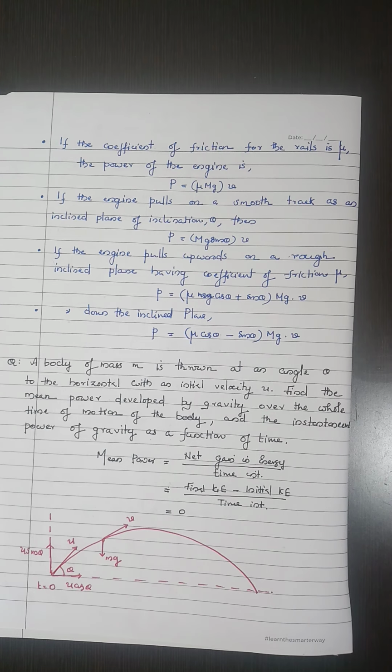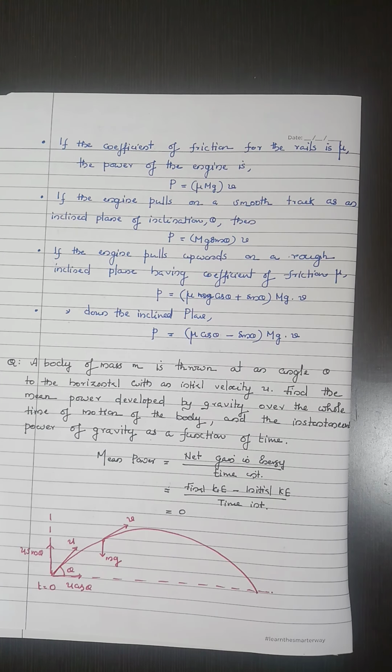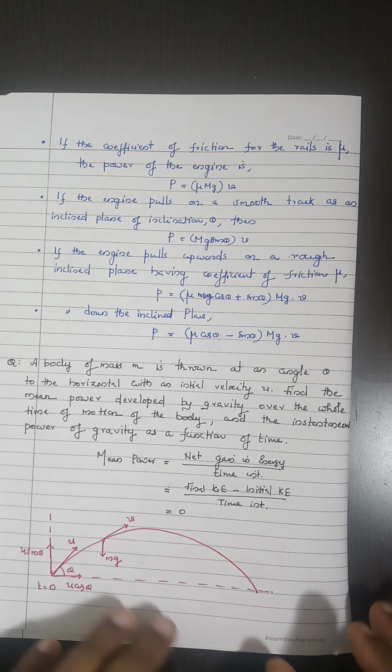Read the question carefully. Here the mean power, we can say, is the net gain in kinetic energy by the time interval: final kinetic energy minus initial kinetic energy by the time interval. You know, if it is projected with a velocity u, the initial and the final speeds are equal, even though there is a change in velocity. Therefore, the final kinetic energy minus initial kinetic energy becomes 0. Look at the figure here. It is very important to find the instantaneous power.